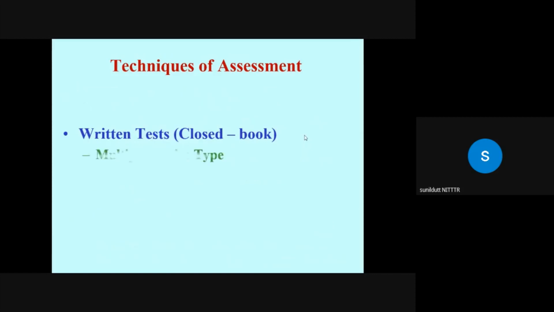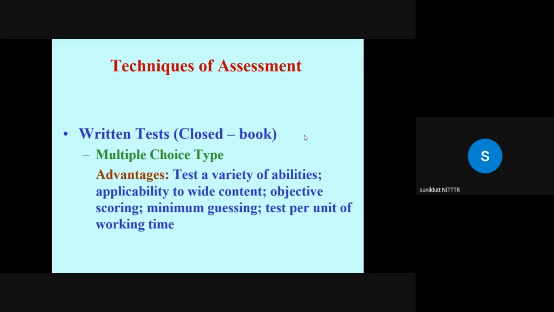Then written test, multiple choice type. So these can test a variety of abilities. You can cover more content matter. Scoring is objective, guessing is minimum in case you introduce negative marking, test per unit of working time. And the only disadvantage is that sometimes some items are difficult to construct, because you must think of 4 answers, of which 2 are plausible.